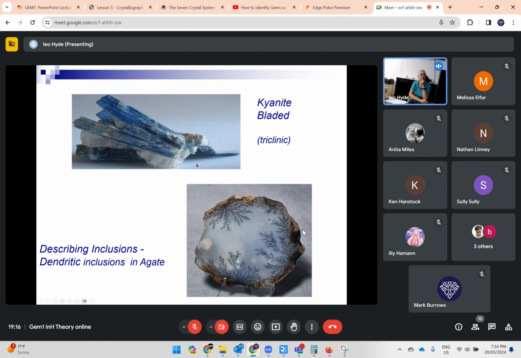Kyanite is a pretty stone, but it's trouble with cutting or anything else. It's like a blade, like a knife blade, so it's long and skinny. And the inclusions can be described as dendritic.